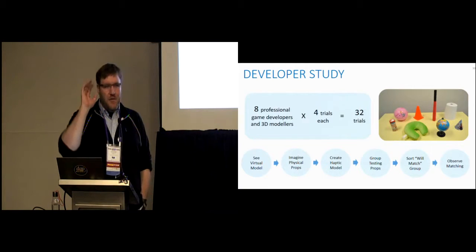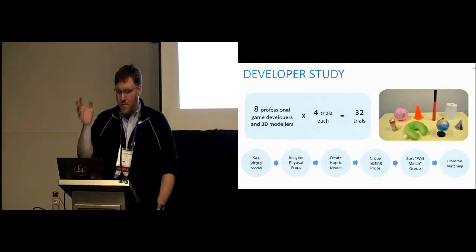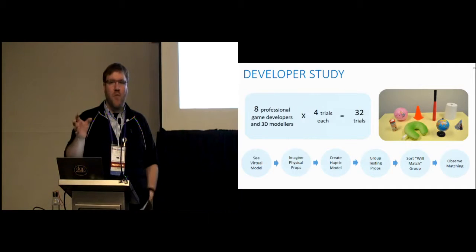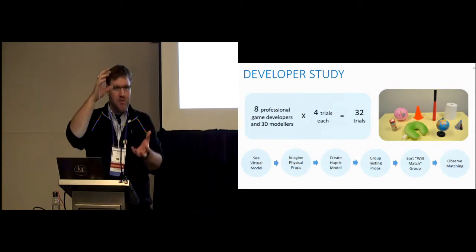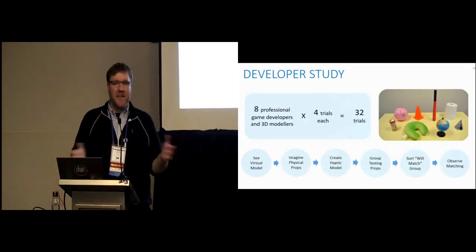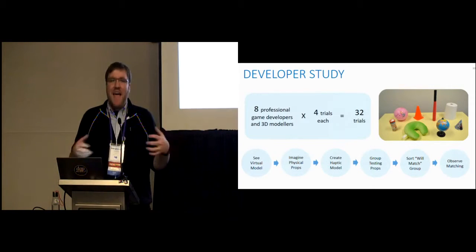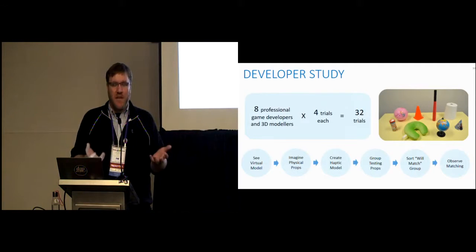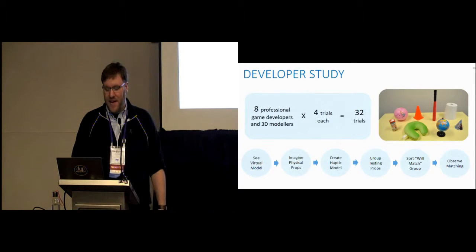And it went like this. So picture yourself as a developer. You come into a room. We would show you a virtual model. So you'd see the champagne bottle, the virtual champagne bottle. We would say, imagine the sorts of physical objects that might be in a space that you might want to match that to. And now create a haptic model. And of course, we gave them instructions to understand how to do that.